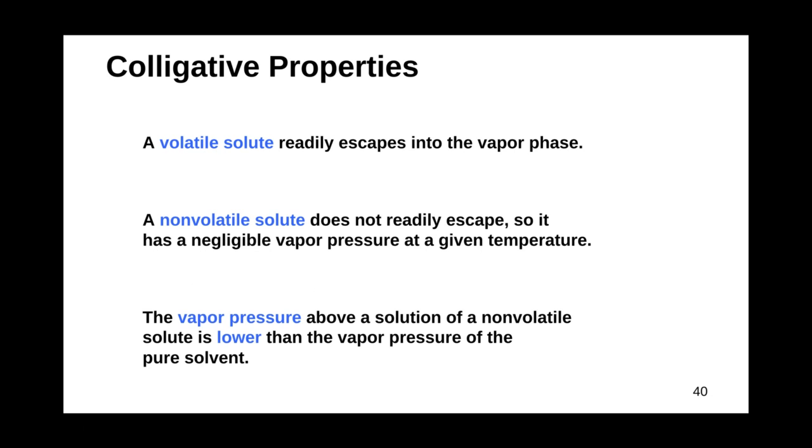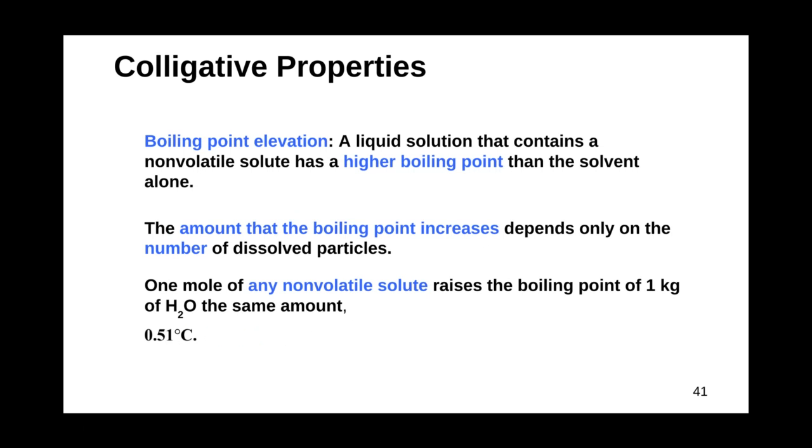Well, we haven't mentioned that before, but we've mentioned this idea of vapor pressure or gaseous pressure before. Now, as we've mentioned, colligative properties include boiling point elevation. So a liquid solution that contains a non-volatile solute has a higher boiling point than the solvent alone. The amount of that boiling point increase depends only on the number of dissolved particles. So as you increase the amount of stuff you're dissolving in a solution, it increases the boiling point.